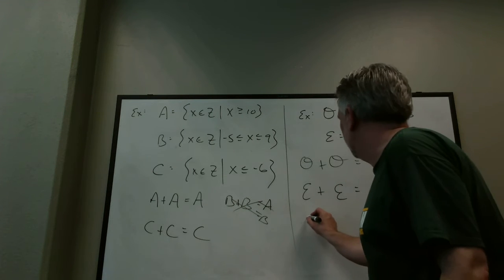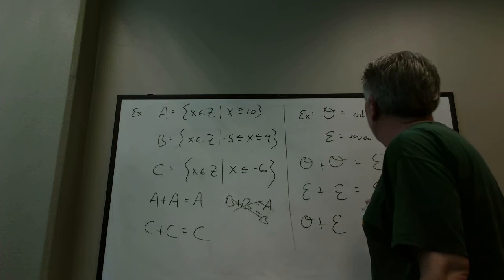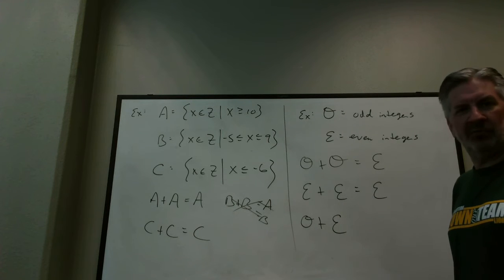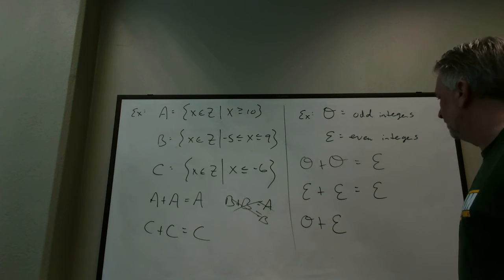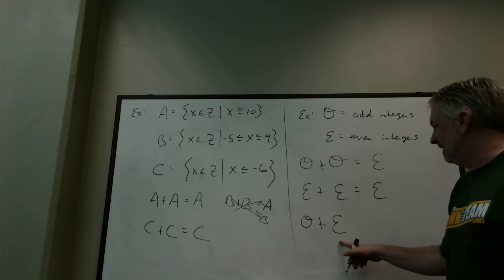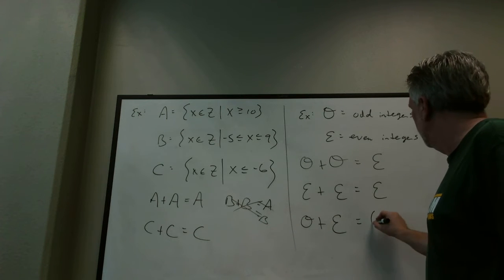The only other possible addition is O plus E, because addition is commutative. So O plus E and E plus O would be the same thing here, the way I'm doing this. If you take an odd and you add an even to it, what do you get? You get an odd.